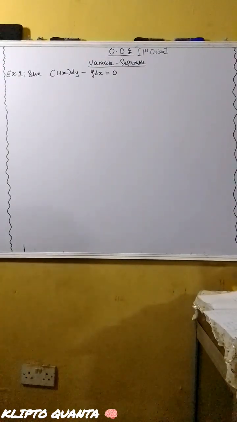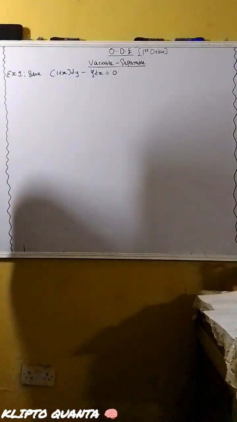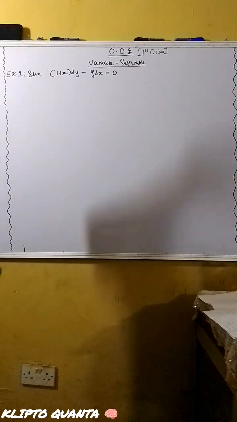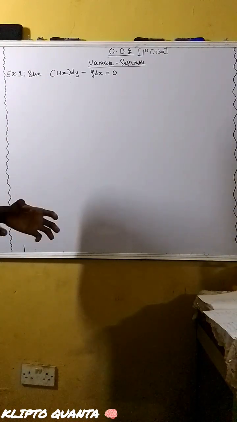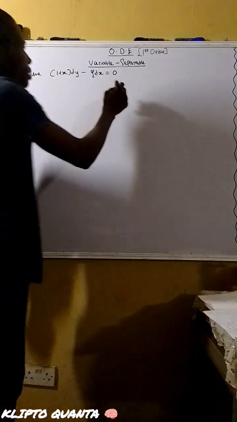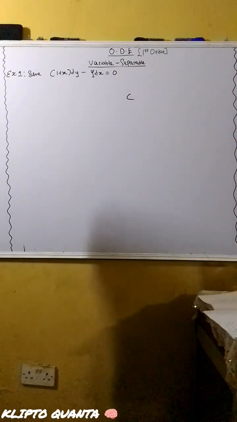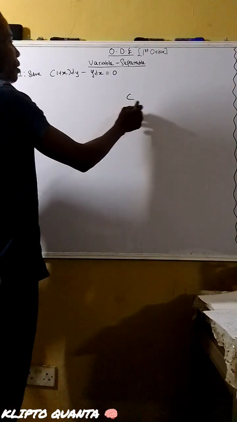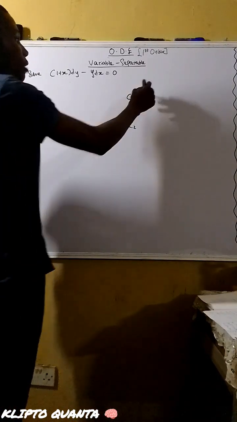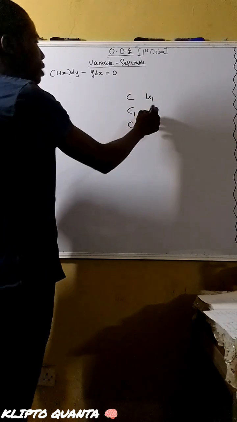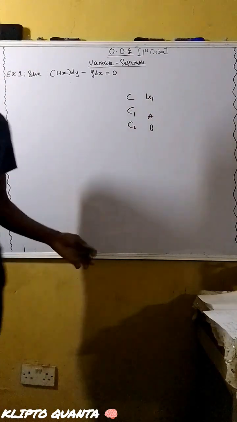All right. There are some things I want to explain to some people also. When it comes to variable separation, people usually have a problem with constants. People wonder, why is this taking C1? Why is it taking C2? Or at times you have K1, or A, or B, different sorts of symbols for the constant.